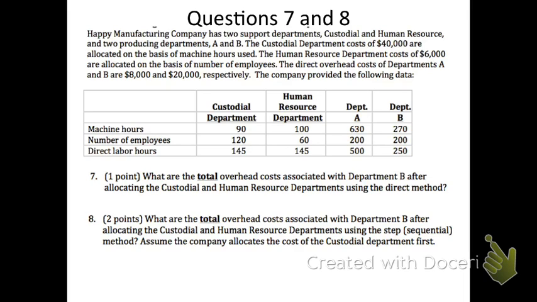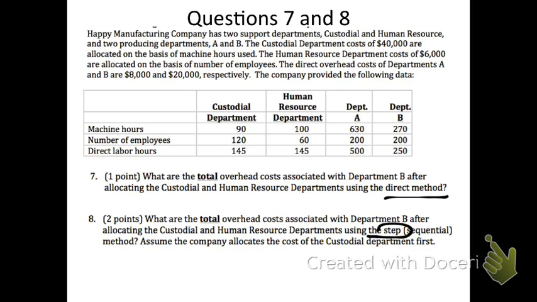Alright, question number 7 and question number 8 is a service department allocation. So we have a company that has 2 service departments and 2 producing departments. What we're trying to do is take the total costs of the support departments, where the custodial department has $40,000 and the human resource department has $6,000. Number 7 is using the direct method, and number 8 is using the step method.